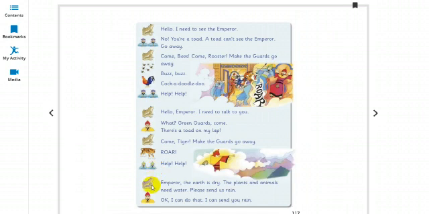And at last the Toad tells the Emperor that our earth is very dry. There is no water. The plants, the animals, humans, we all need water. So he asks the Emperor to send some rain on the earth, as the Emperor lives on the clouds and is the king of the clouds, and it's his wish when he wants to give us water and when he does not. So the Toad requested the Emperor, and the Emperor said, okay, I can do that, I can send you rain.